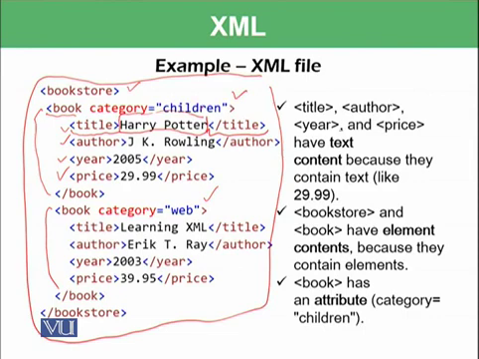And here title, author, year and price have text contents because they contain text, and bookstore and book have element contents because they contain elements, and book has attribute as category, web and children.